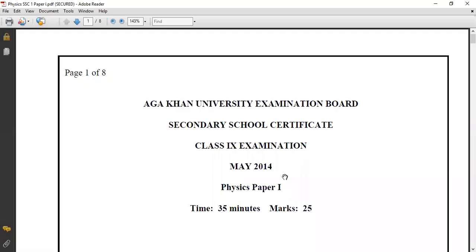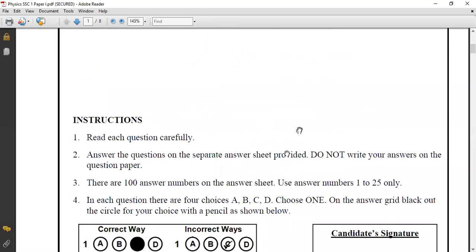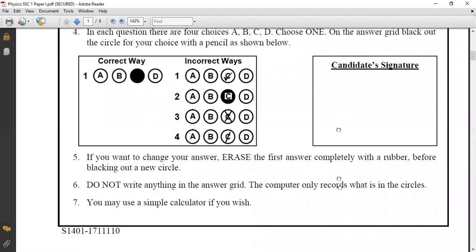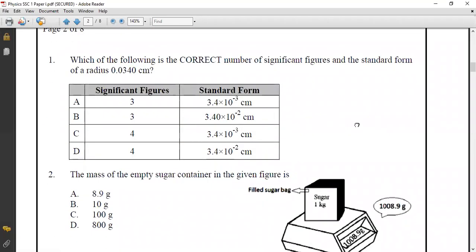Today we have Khan University Examination Board Class 9 Physics of May Examination 2014 Paper 1. In this video we will solve the different MCQs in this exam with their explanation. So let's come to the first question that we have in this paper.